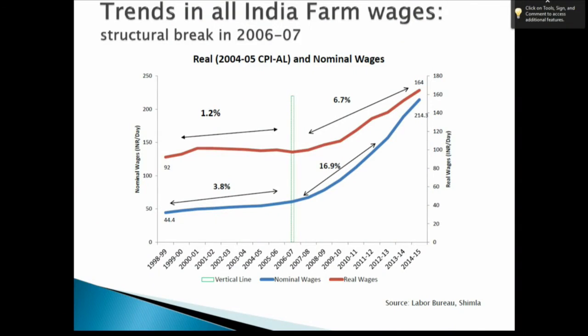Now the question arises about wages, and we've collected these wages. So first, these are farm wages. These are of agricultural laborers. And the thing I want to drive home from this slide is that agricultural labor today is becoming expensive. That's the point I'm trying to make from this.